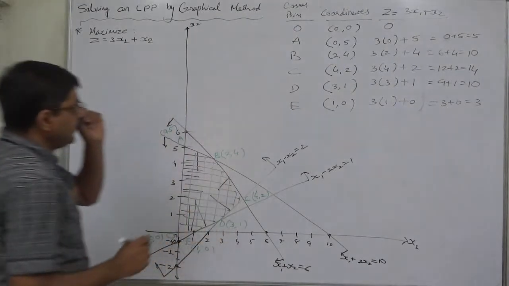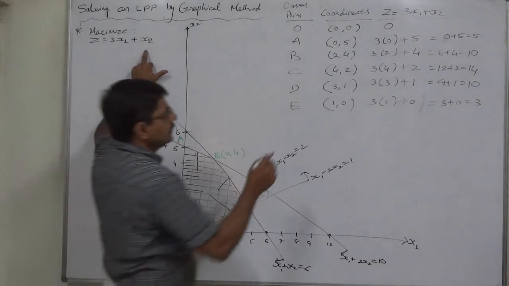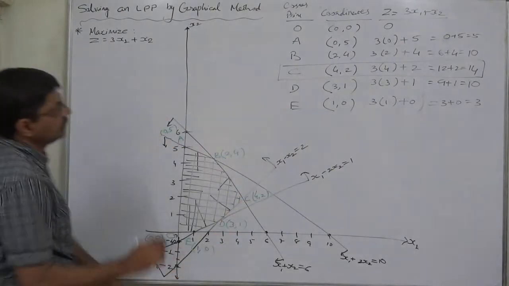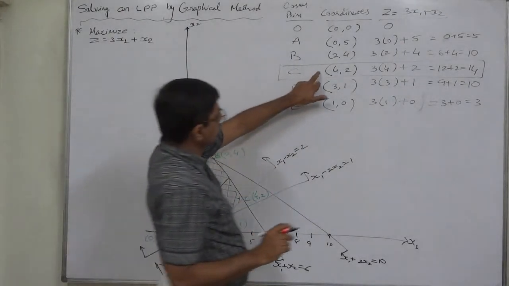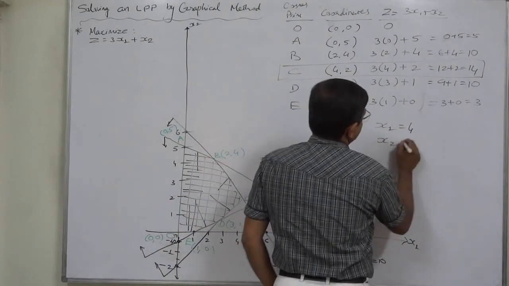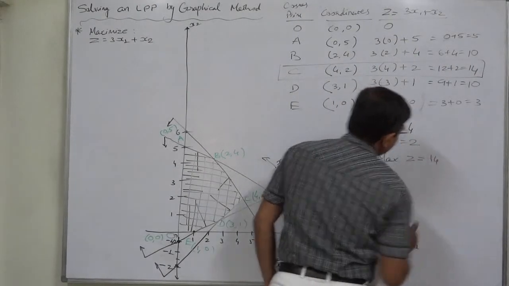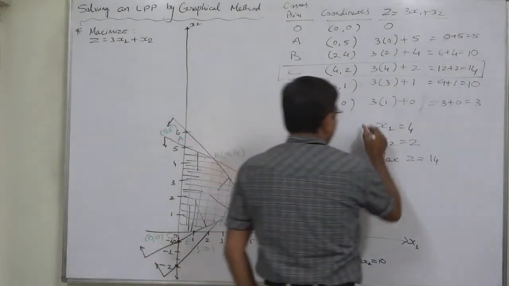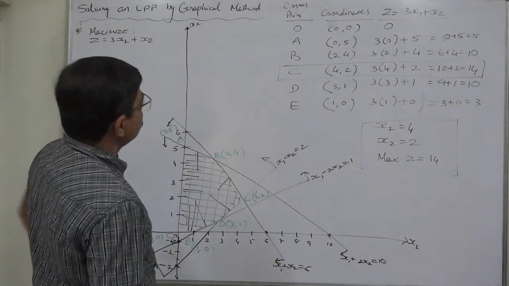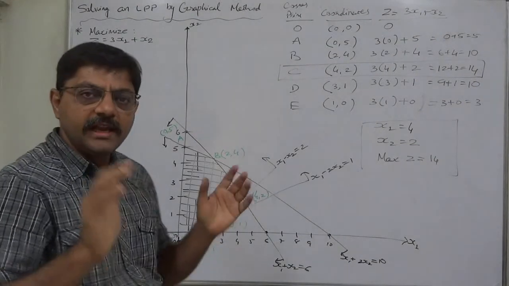And since this is the case of maximization, maximize 3x1 plus x2, the maximum value of Z is at corner point C. And the coordinates at corner point C, vertex C, are 4, 2. So x1 equals 4, x2 equals 2, maximum Z equals 14 is the optimal solution to the given linear programming problem.